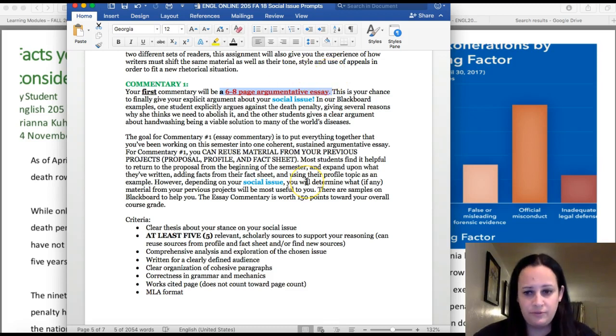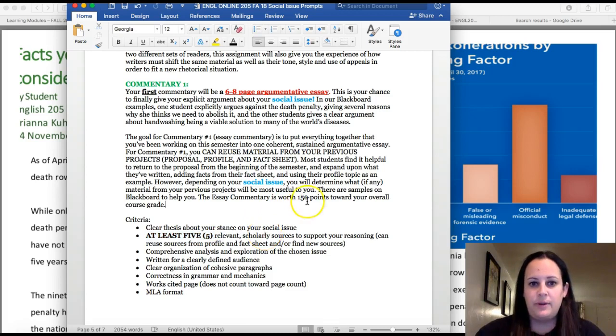So this is your full-fledged argument. I've been holding you back. I've been telling you don't argue yet, don't argue it yet. Now this is your chance. This is your full-fledged argument. You're going to have at least 5 sources, as it says here, 6 to 8 pages, super straightforward. Now you're putting everything together that you've been working on. And I say here, you can reuse your material.